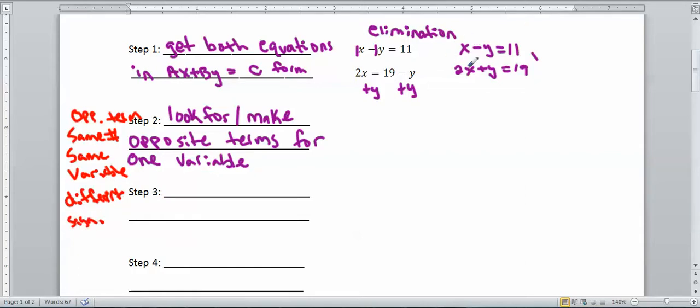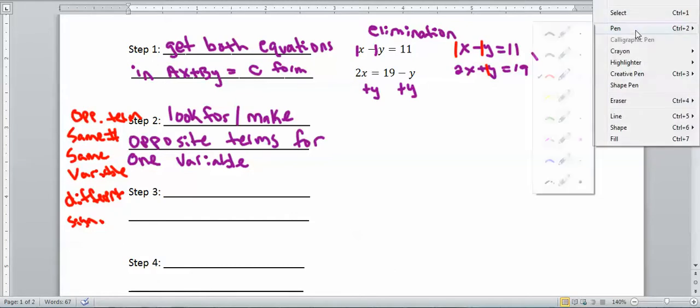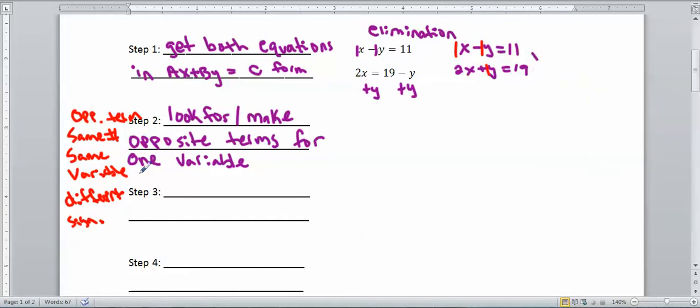Okay, so if I examine these variables, I've got a 1x and a negative 1y on top, and a 2x and a positive 1y on the bottom. But I do have a pair of opposite terms, right? 1 and 2 don't work. They're different numbers. Same variable, but different numbers. But the y's have the same variable, the same number, and both of the y's have different signs. Okay, so once you have done that, the third step is to add the equations together.